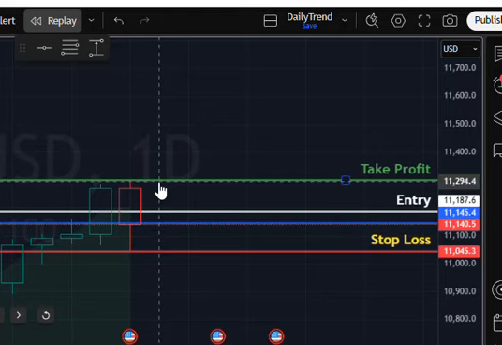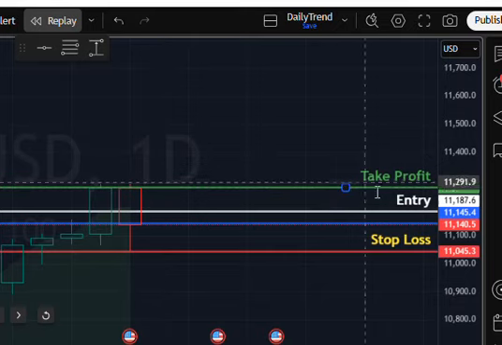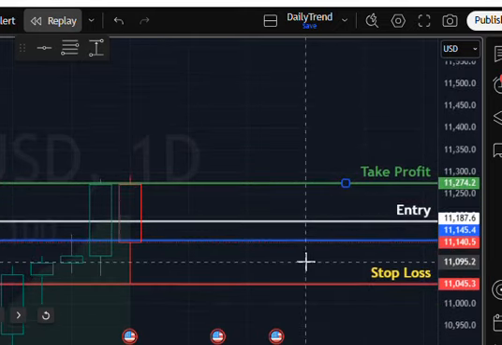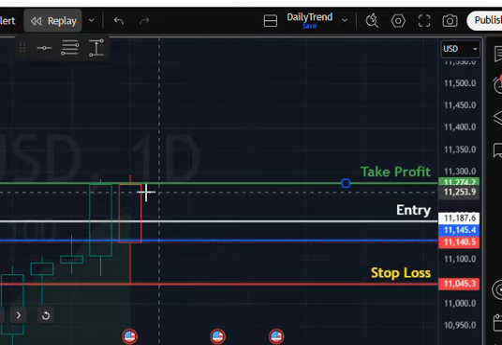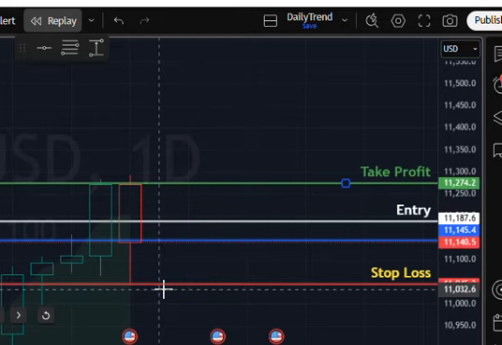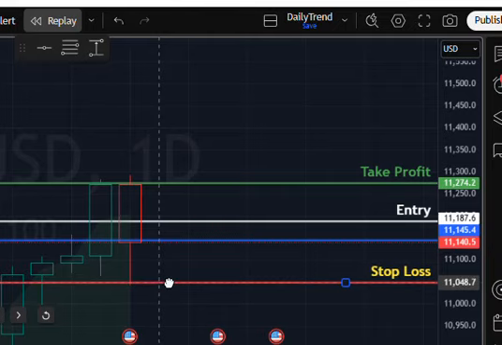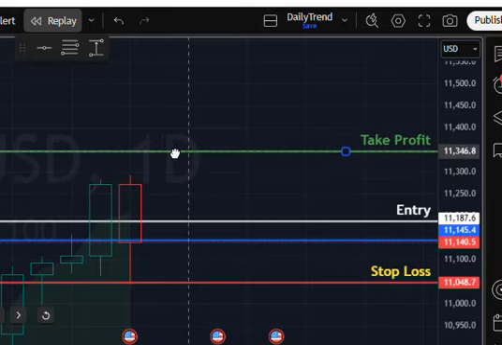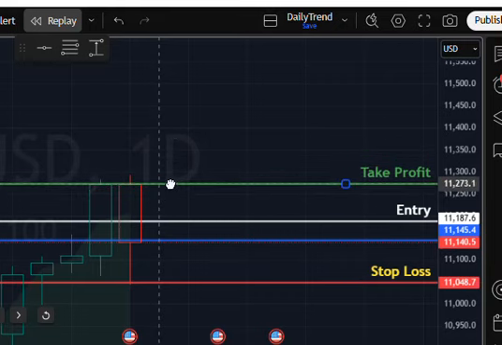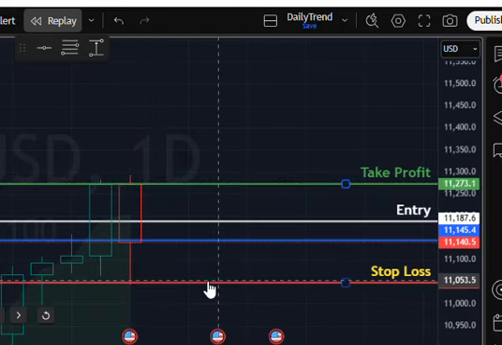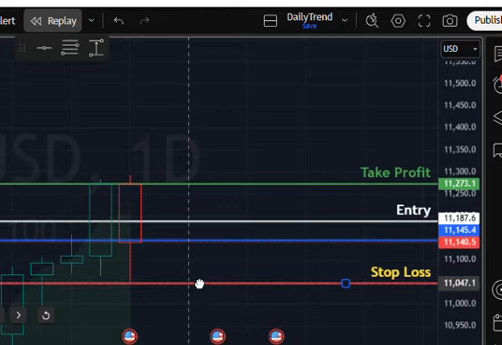We know the take profit is going to be there, and we know the stop loss is going to be here. We don't know what's going to happen with this next candle, but the take profit is going to be the open of this current candle. The stop loss is going to be the low of this candle.